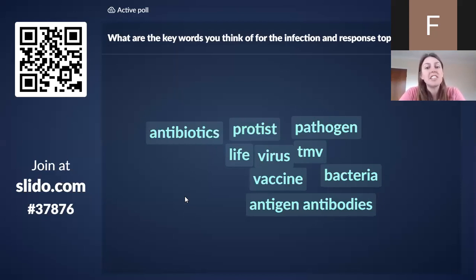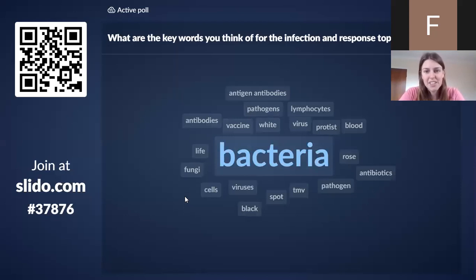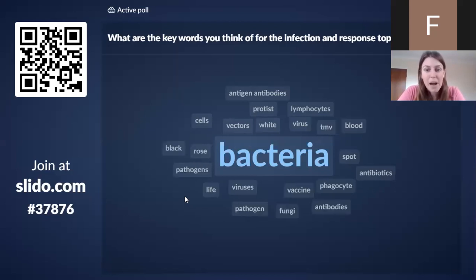Protist, good. What disease is caused by a protist? Loads of stuff coming in there. White blood cells, I'm assuming that comes through. Tobacco mosaic virus is in there, really good. Lymphocytes, cells, vectors, yes, exactly. So mosquitoes are a vector that carry, what disease do they carry? Malaria. Phagocyte is in there as well.